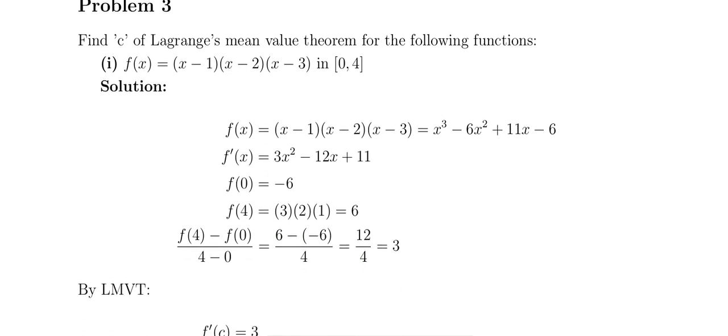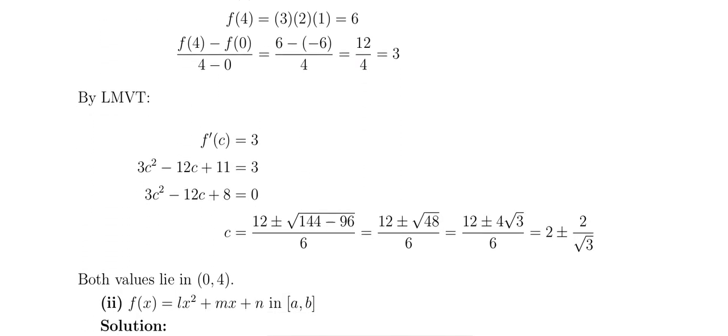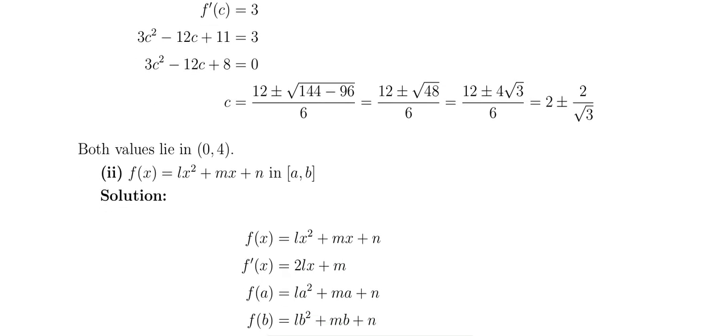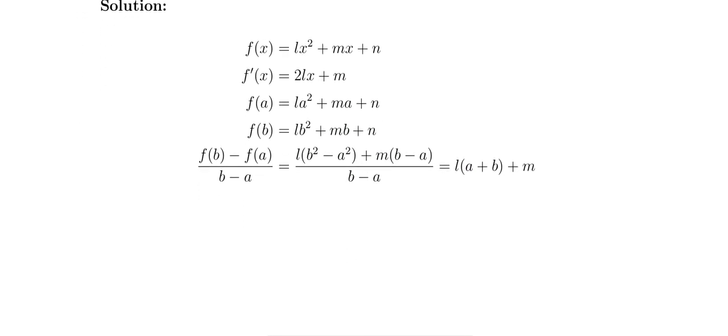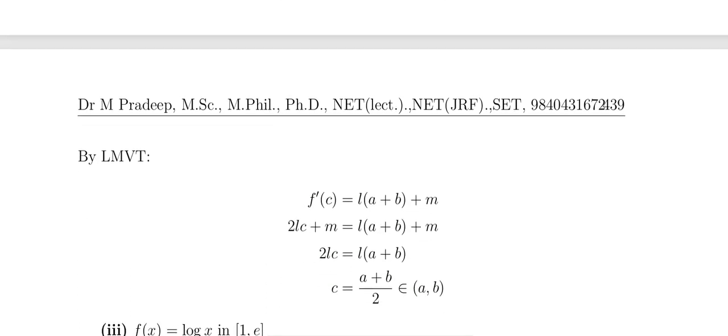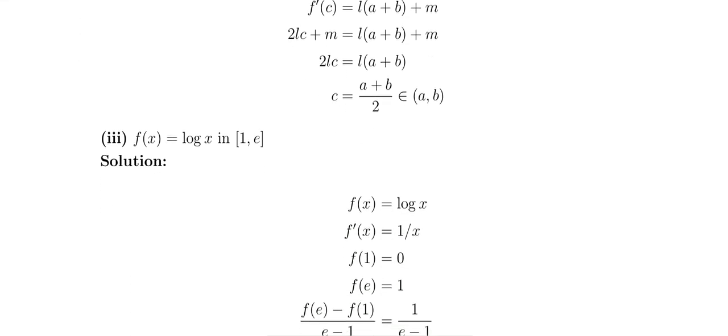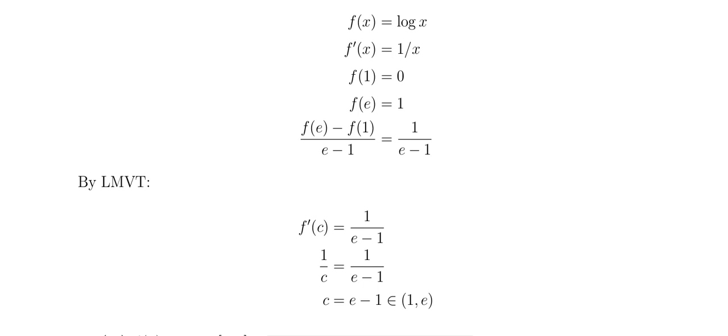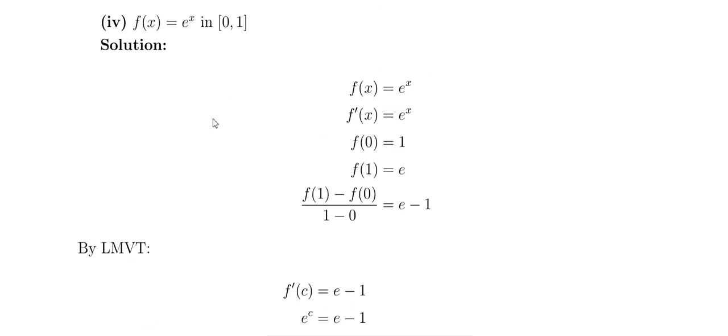This is some set of problems. Polynomial functions are very easy; we can calculate. A question can be asked to find the c value. Simply, this is e power x. Differentiating e power x gives e power x itself. Then with the end points, this is equal to f dash of c.